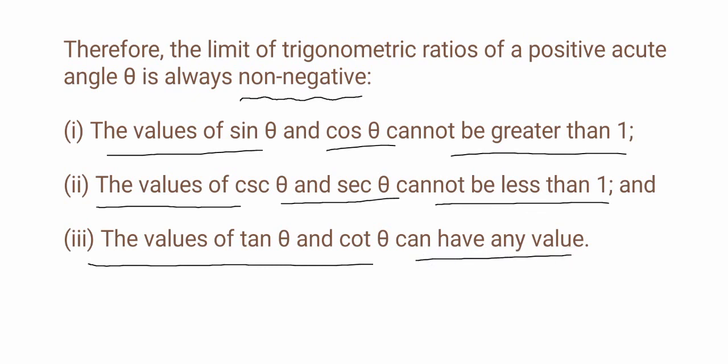So sin theta, cos theta always less than 1, means they cannot be more than 1. Secant theta, cosec theta always more than 1, means they cannot be less than 1. Tan theta, cot theta can be any value. We can't define limits for tan theta, cot theta. Hope you understand the topic, limits of trigonometric ratios when theta is acute.